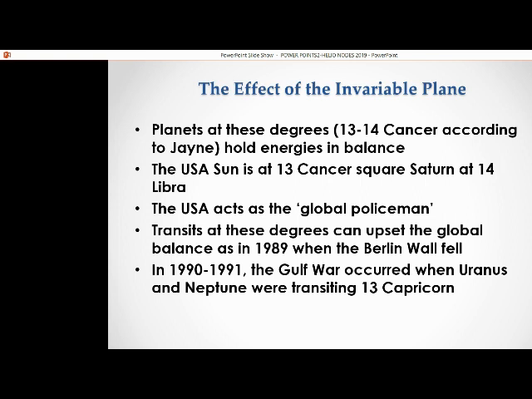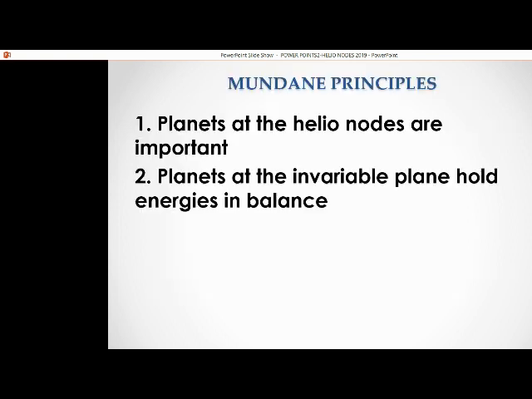So those are the points. The principles we used: planets at the helionodes are important. Planets at the invariable plane hold energies in balance. This is important. When you look at national horoscopes, you will see that the very long-lasting ones have planets at these degrees, which means they're picking up extra power.